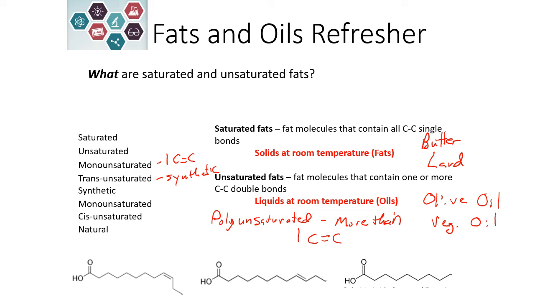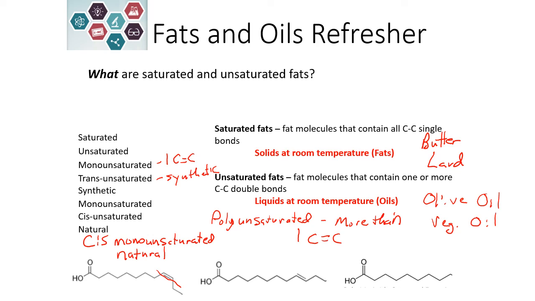So let's start with the one furthest to the left. So we do have a double bond, so that tells us that, and there's only one double bond. We don't count the carbonyl group. So this would be a monounsaturated. Okay, because it's monounsaturated and we have the carbons on the same side of the double bond, that makes this cis, which means it comes from a natural source.